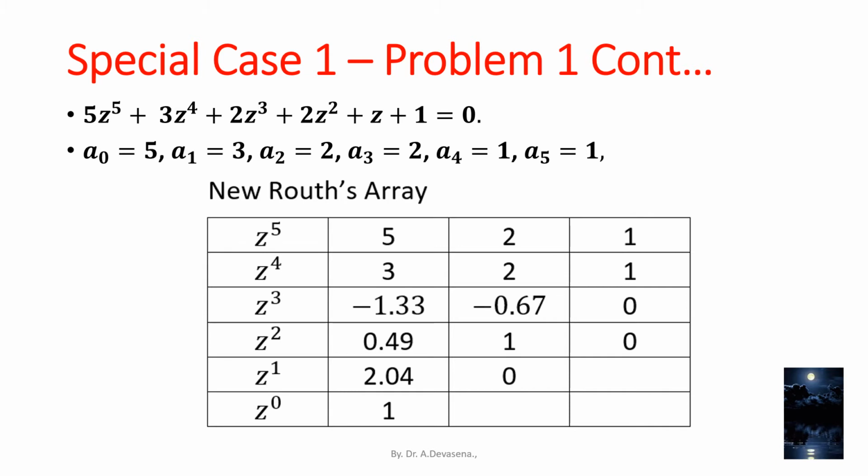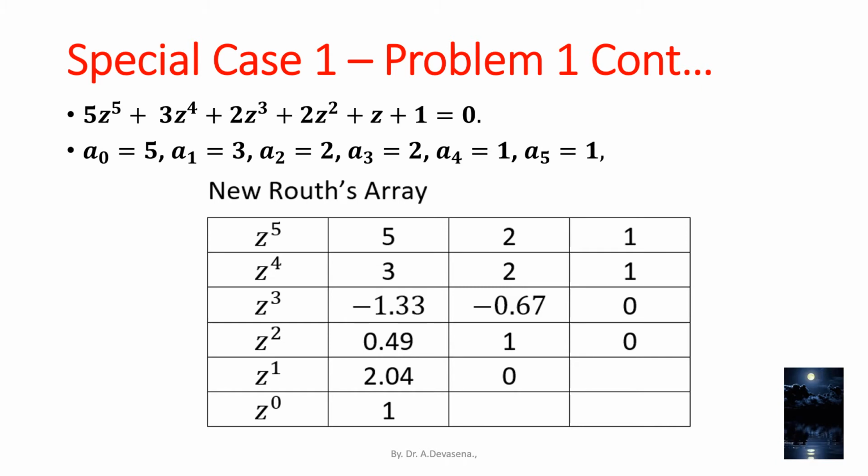Similarly, the z square row is calculated with the help of the z power 4 row and z cube row. So the z square row comprises of C1, C2, C3. The value of C1 is equal to minus 1.33 into 2, close the bracket, minus open bracket 3 into minus 0.67 divided by minus 1.333. Its value is 0.49. And similarly, the value of C2 is calculated, that is 1.